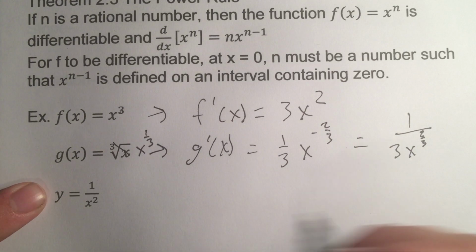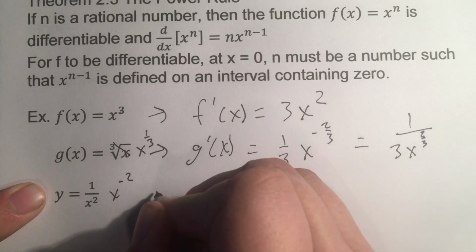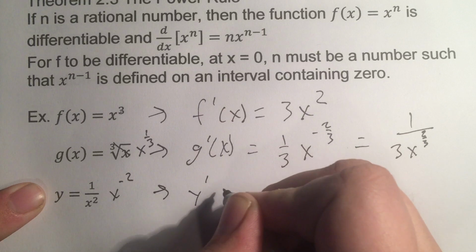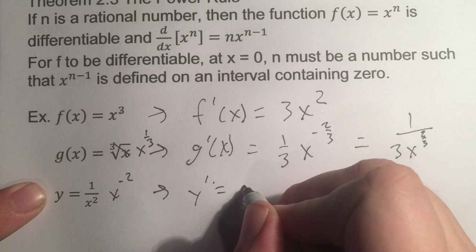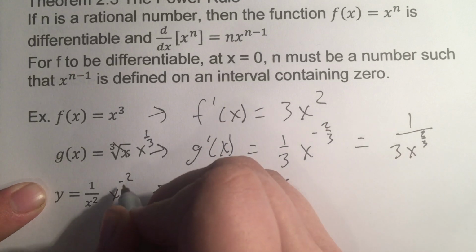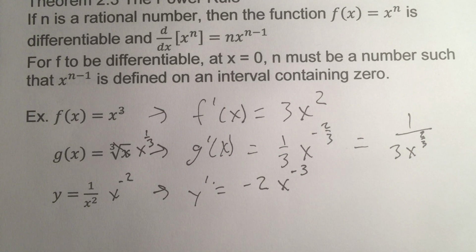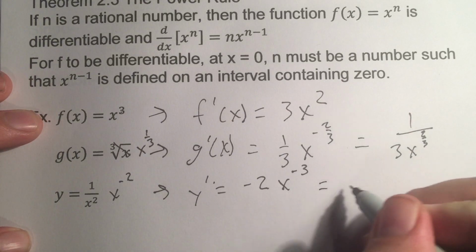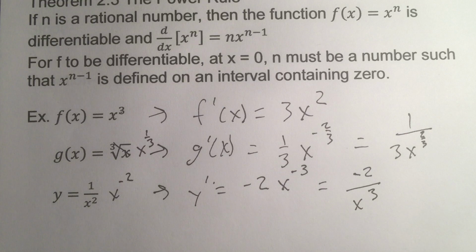If we have this here, again, we're going to rewrite this as x to the negative second so that we can write y prime as, well, we bring that in front, so minus 2x. Subtracting 1 there would make this negative 3, because negative 2 minus 1 is negative 3. And so it ended up being negative 2 over x to the third.